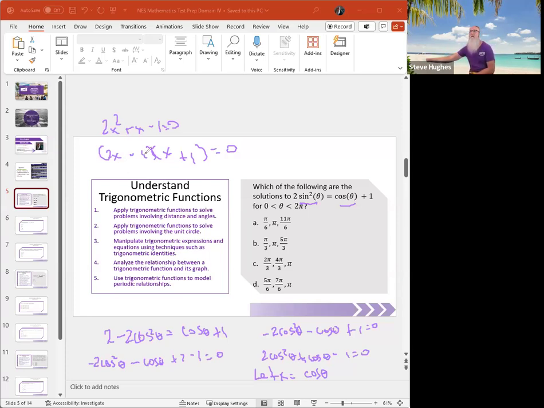Therefore my answers are 2x minus 1 equals 0, which tells me x equals 1/2. And x plus 1 equals 0, so x equals -1. Those are my two solutions, but everybody, now I must back substitute because I'm not trying to solve for values of x, I'm trying to solve for values of theta.